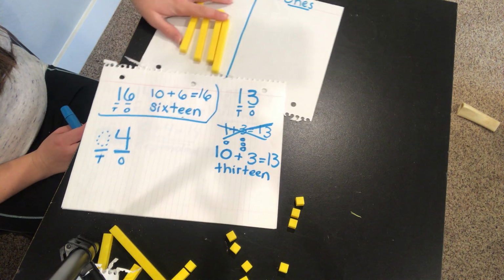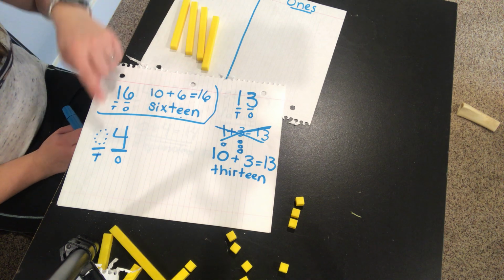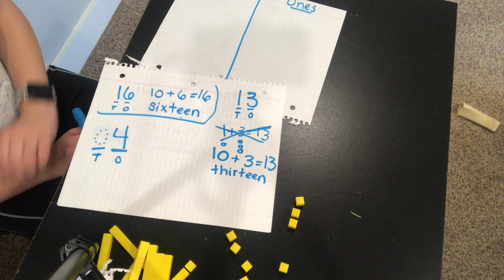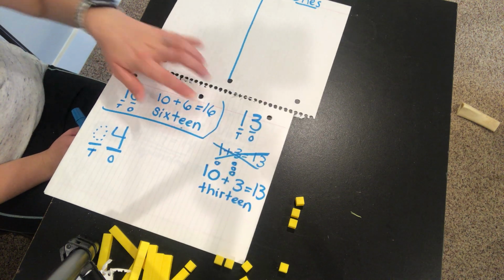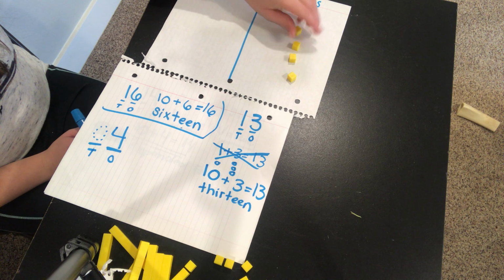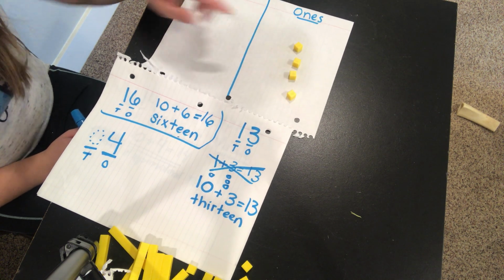Okay, so when you built this number, you should not have done this. If you did this, you didn't build 4, you built 10, 20, 30, 40. And this is not 40, this is just 4. So to build this number, you should have just put 4 ones because there's only a 4 in the ones place. This is how you build or model 4.